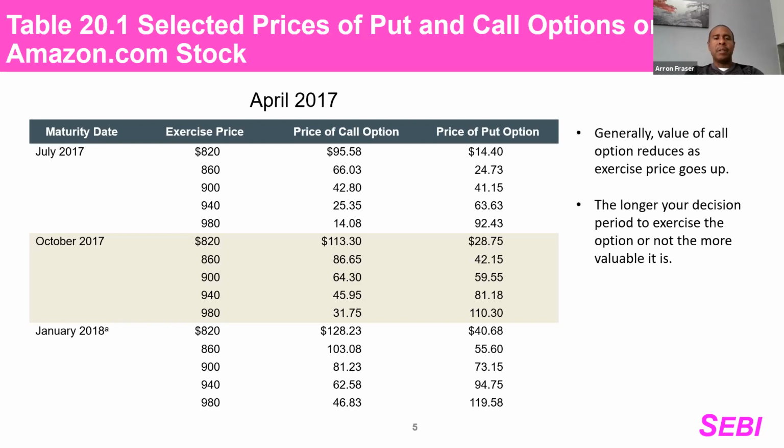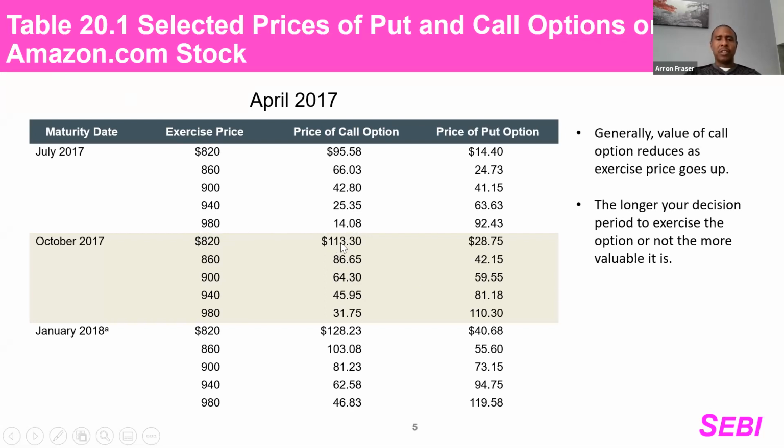So you will say, for example, that you can purchase a call option for $95.58. That gives you the right to buy a share in July 2017 at $820. So you'll pay $95.58 to purchase the right to buy the Amazon share at $820. That's a call option. If we go a little lower, you can also pay $14.08, which gives you the right to purchase an Amazon share for $980.